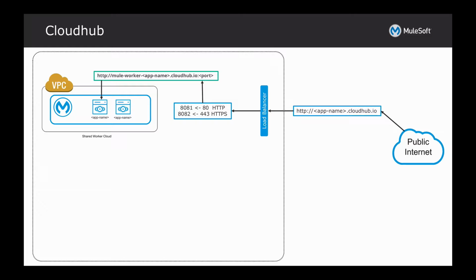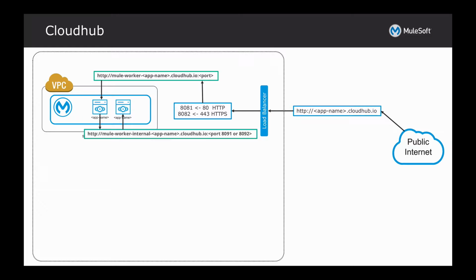It'll replace the port numbers. So if you come in at port 80, it'll route it to 8081. If you come in at port 443, HTTPS, it'll go to 8082. And it'll communicate to a specific DNS name for that worker. So in this case, it would be mule-worker-appname.cloudhub.io. And then depending on which HTTP you're coming in at, it'll replace that port number as well.